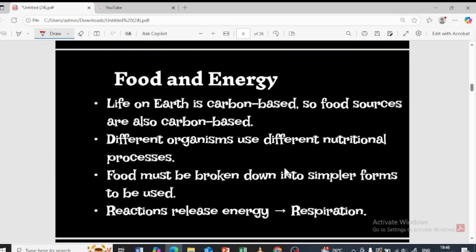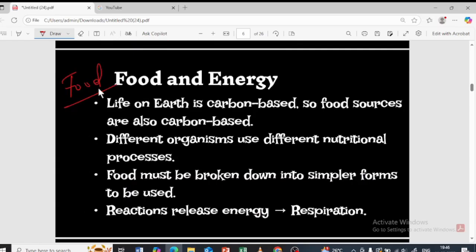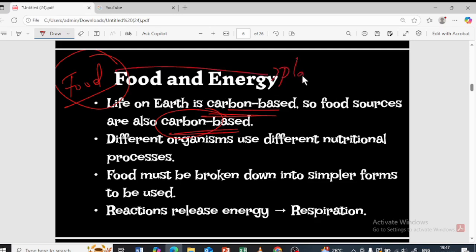Next is about food and energy. We consume food, right? Life on earth is basically carbon based, in the sense that all of the food sources we eat, plant or animal, are carbon based. The carbon must be there in our diet. We get the carbon from plants. How do plants prepare this carbon based food? By the process of photosynthesis, they prepare the carbon based food, which is nothing but glucose or carbohydrate, so that we can consume it.